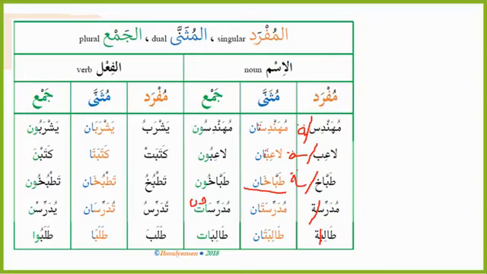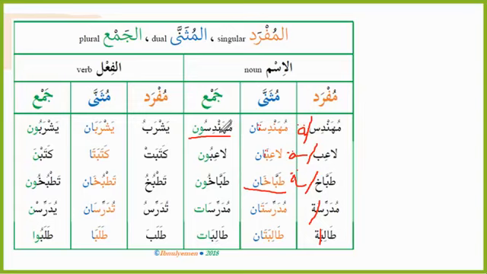So when we're talking about the second and multiple, for the feminine you're just adding the ta in the beginning, but for the multiple, for the masculine: مهندسون, لاعبون, طباخون, مدرسون, طالبون, or طلاب would be جمع تكسير.